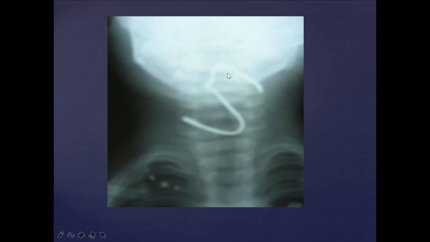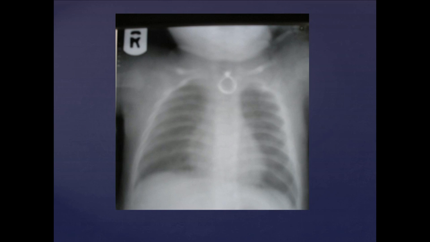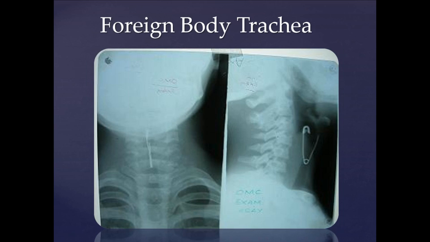This is again a shaped nail in the esophagus, a ring in the esophagus. This is the foreign body in the trachea. Here you can see the safety pin in the trachea. This is at the level of the larynx. There is an open safety pin at the level of the larynx. This is the hyoid bone. You can see in the AP view it is an edge-on view in case of the trachea and the larynx.